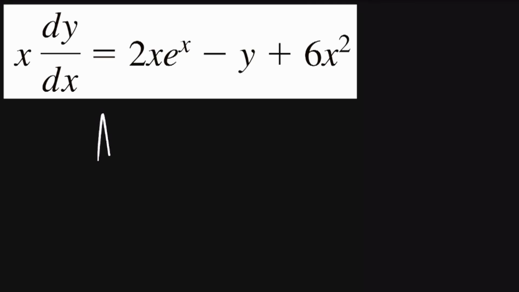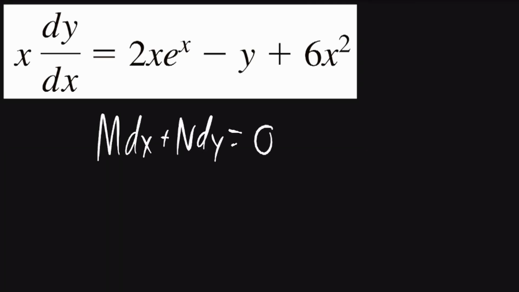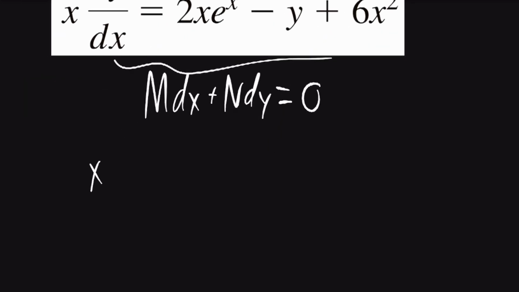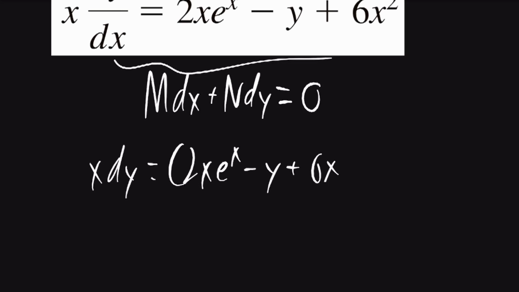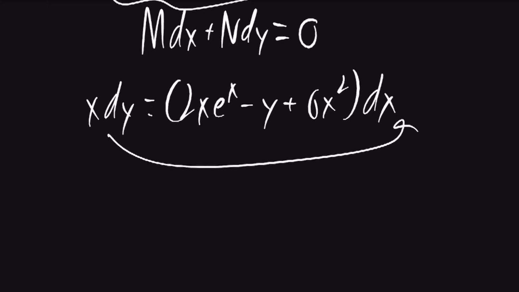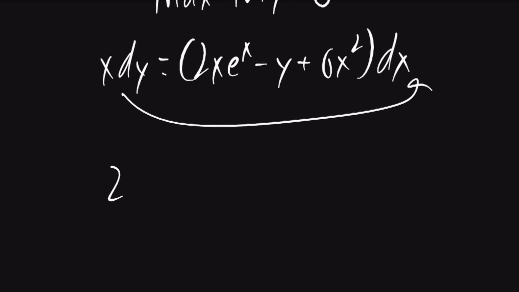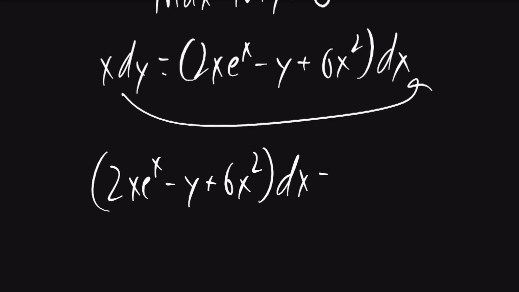For this problem, I'll need to get into the correct form of M dx plus N dy is equal to 0. To do that, I'll start by multiplying this dx term to the other side. We'll get x dy is equal to (2x e^(x-y) plus 6x squared) all times dx. I can subtract the x term to the other side, and we'll get (2x e^(x-y) plus 6x squared) dx minus x dy is equal to 0.